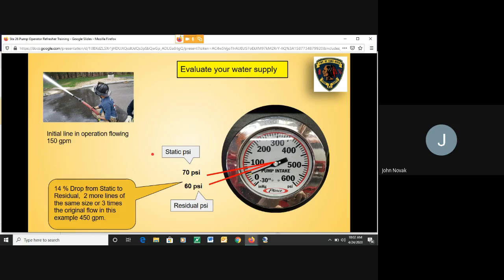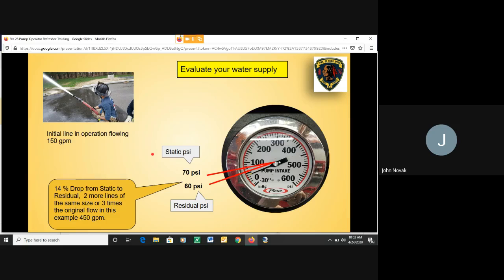The big takeaway here is, as a pump operator, if you can get your static pressure when you first get a water supply from a hydrant, whatever the first line is, take a look at the drop. Once you get water flowing, try to get an idea of what the drop was on your compound gauge from static to residual pressure. Now, if you're putting out a small line like we're putting out here, and you have a big, drastic drop in your compound gauge, there's an issue with your water flow. You're either on a bad hydrant, there's a blockage somewhere in the line, there's a valve partially shut, something's going on.